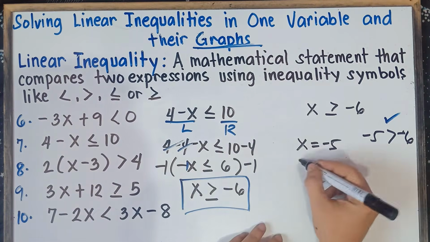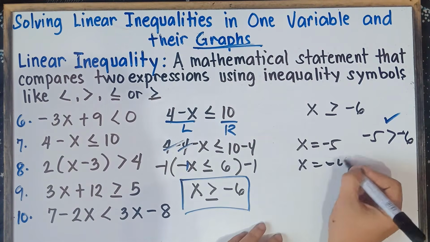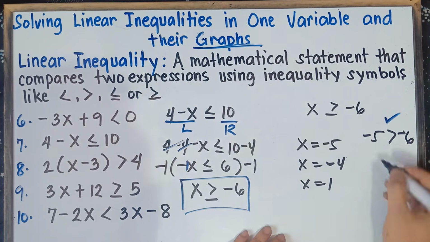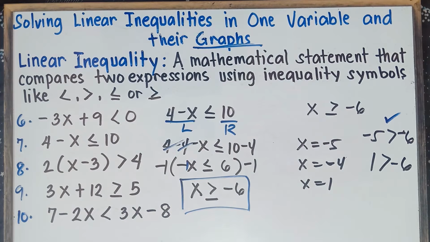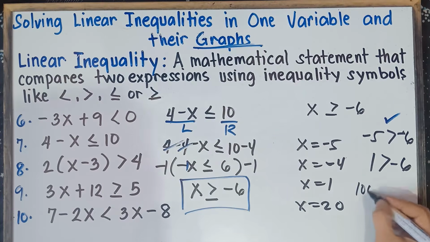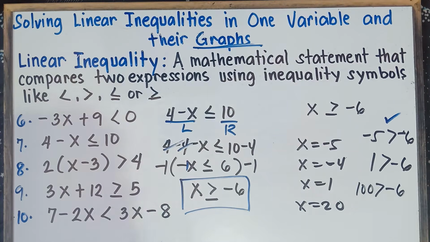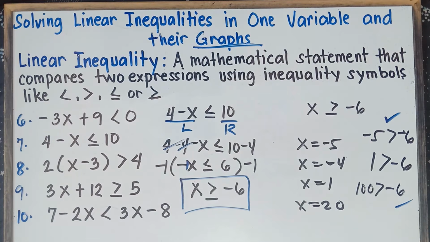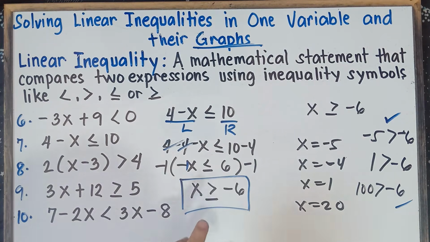And then x could be negative 4. Yup. It could be positive 1. Is positive 1 greater than negative 6? Yup. Positive 1 is greater than negative 6. Or x could be 20. It could be 100. 100 is greater than negative 6. Yup, that's true. So therefore, we do have many answers for the x value which will satisfy the inequality.